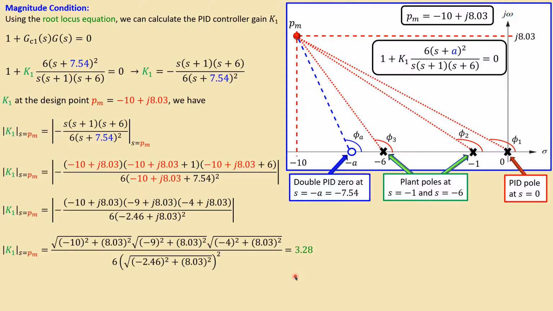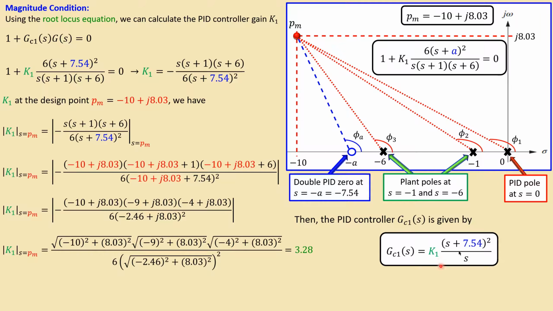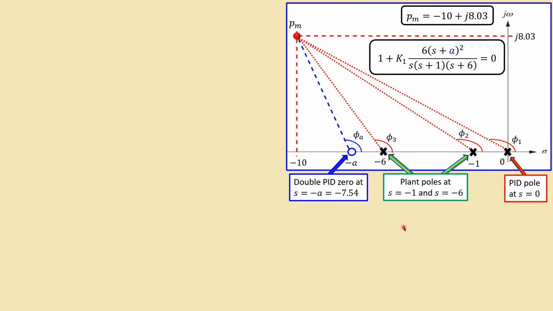Now we have the A, and we also have the K1. That means the PID controller, GC1, the first controller, will be then given by this, of course, and then you substitute the value we have now determined for K1, and then the controller transfer function is complete. So using the angle condition and the magnitude condition from the Root-Logos equation, we have determined the controller 1 transfer function. Now what's next is moving on to the other controllers, so controller 2 also.